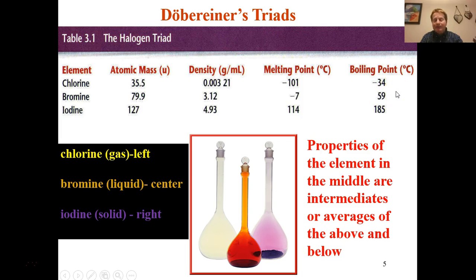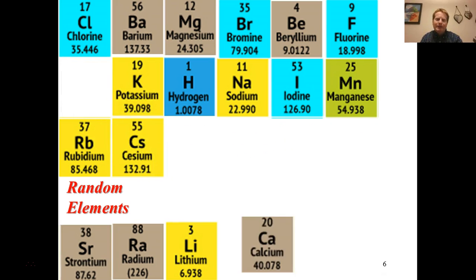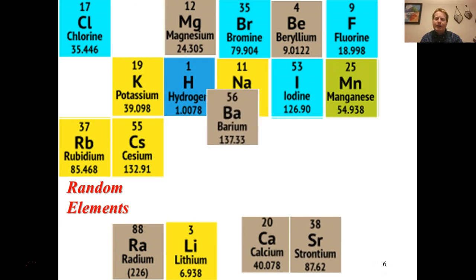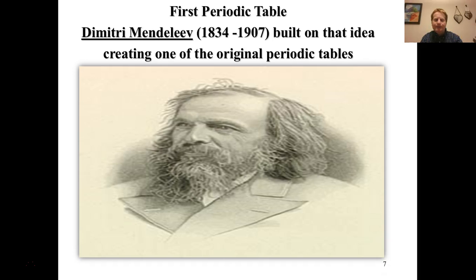As you went up in atomic mass, he noticed that other properties tend to change in relation to that, and that the middle one was sort of an intermediate or an average. So that was interesting. Right away we start to see, it doesn't seem to be just random. There seems to be a pattern here where as you go up in one direction, other properties change accordingly. That's where we get started. And there were other triads that he discovered as well. Calcium, strontium, and barium, for example, he put together as another triad.